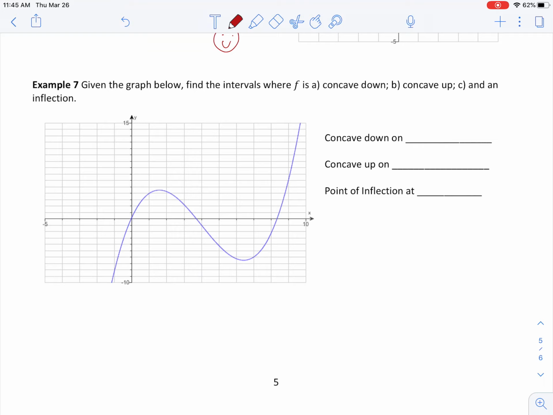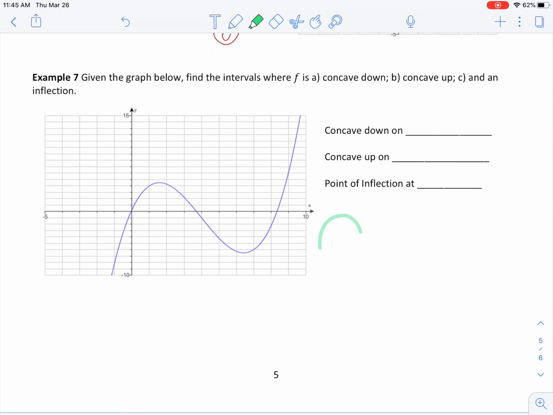Example 7. Now, given the graph below, find the intervals where f is concave down, concave up, and an inflection point, a point of inflection. So we got a graph right here, and we know two things. If I get a picture like that, that will be concave down. And what does concave up look like? This will be concave up. Okay, so let's find all the sections that look like concave down.